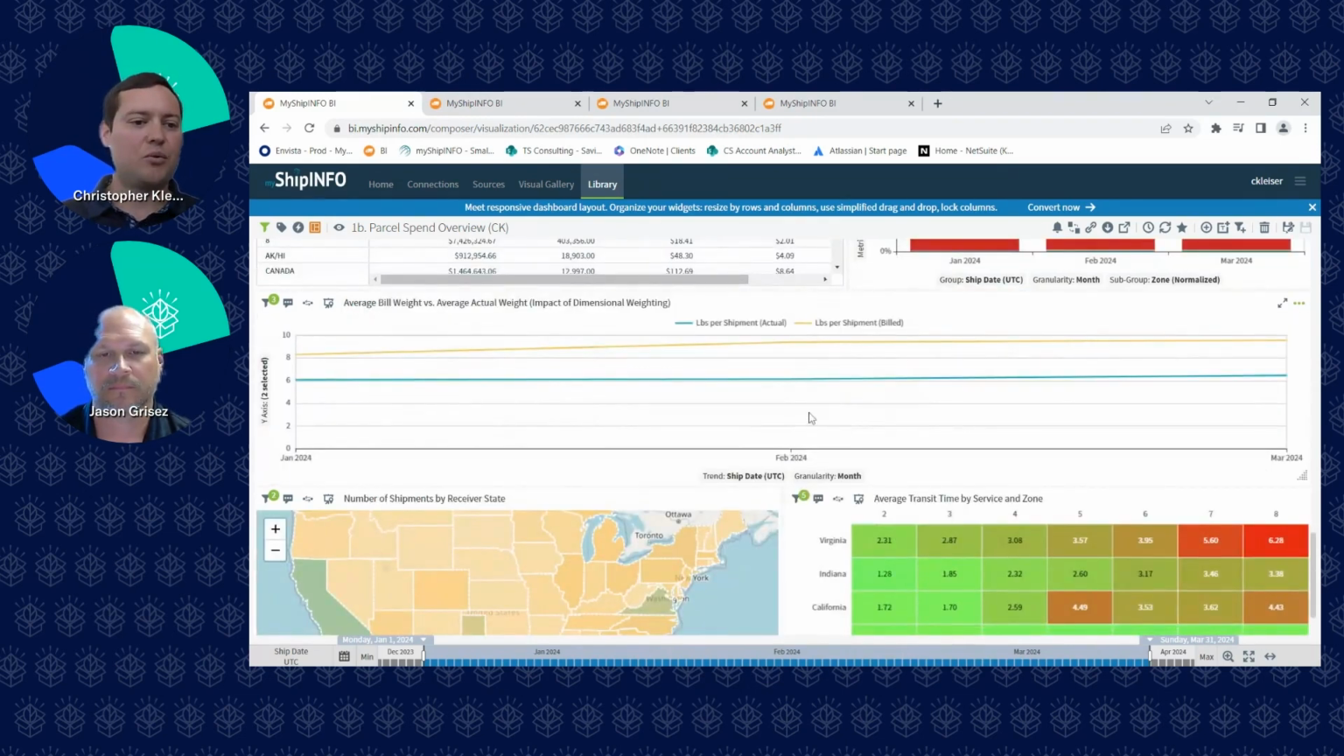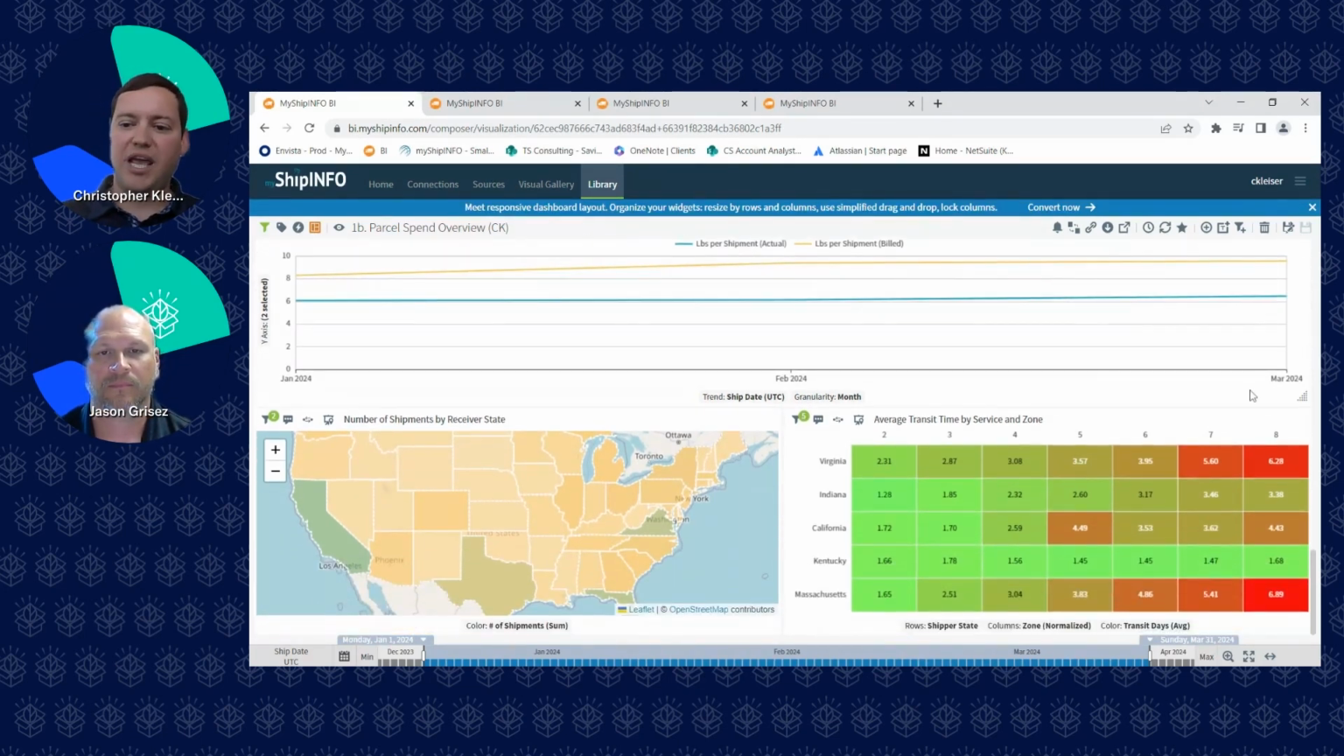And then towards the very bottom here, we're looking at that dimensional weighting. So understanding exactly what you are providing them as the weight and what that is being dimmed out to. That way you're able to accurately portray and understand the details that are coming through on a pounds per shipment basis across the board, month over month.